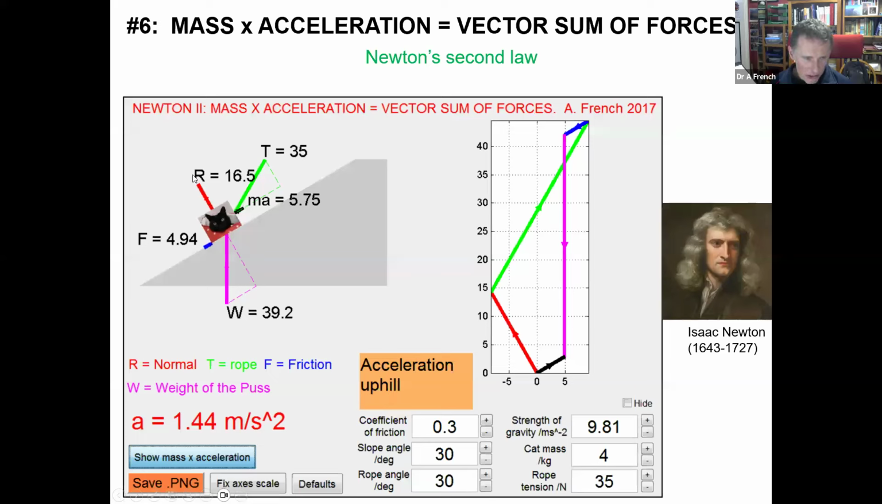So we've got a normal contact force, the red one. We've got the tow rope force, adding tip to tail. We've got the friction force here. And we've got the weight of the puss, which is the purple one. And those don't form a closed polygon. So we have a mass times acceleration, a resultant force.